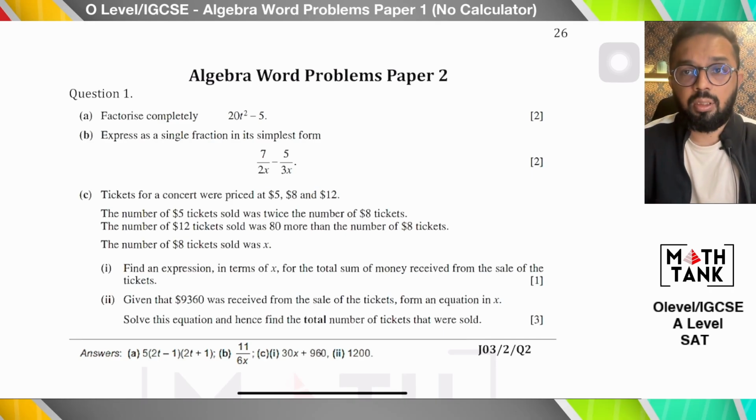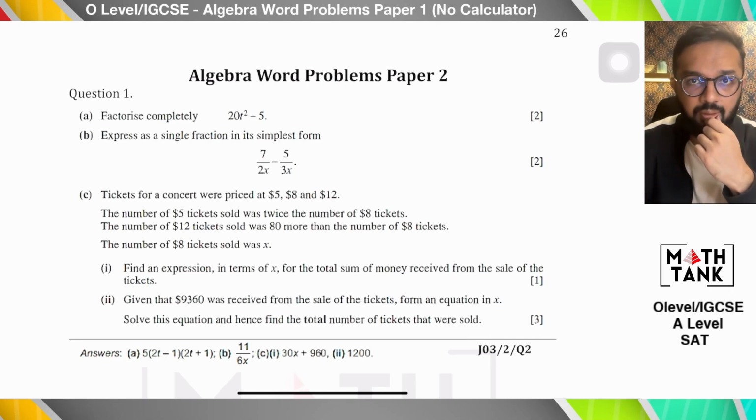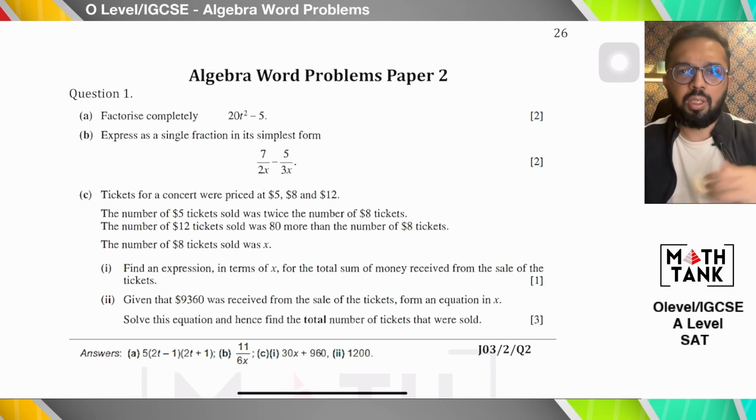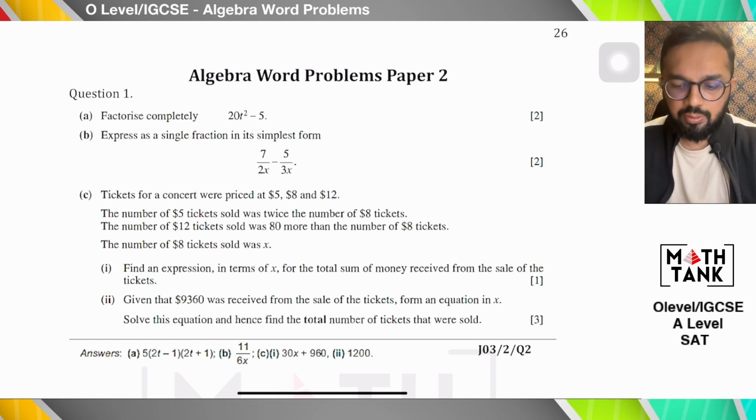Okay, welcome to another O-level math video. This is Algebra word problems paper 2. So you are allowed a calculator on these questions. These questions are longer, tougher. The word problems of this sort of category appear on paper 2 only. So you will have these with a calculator.